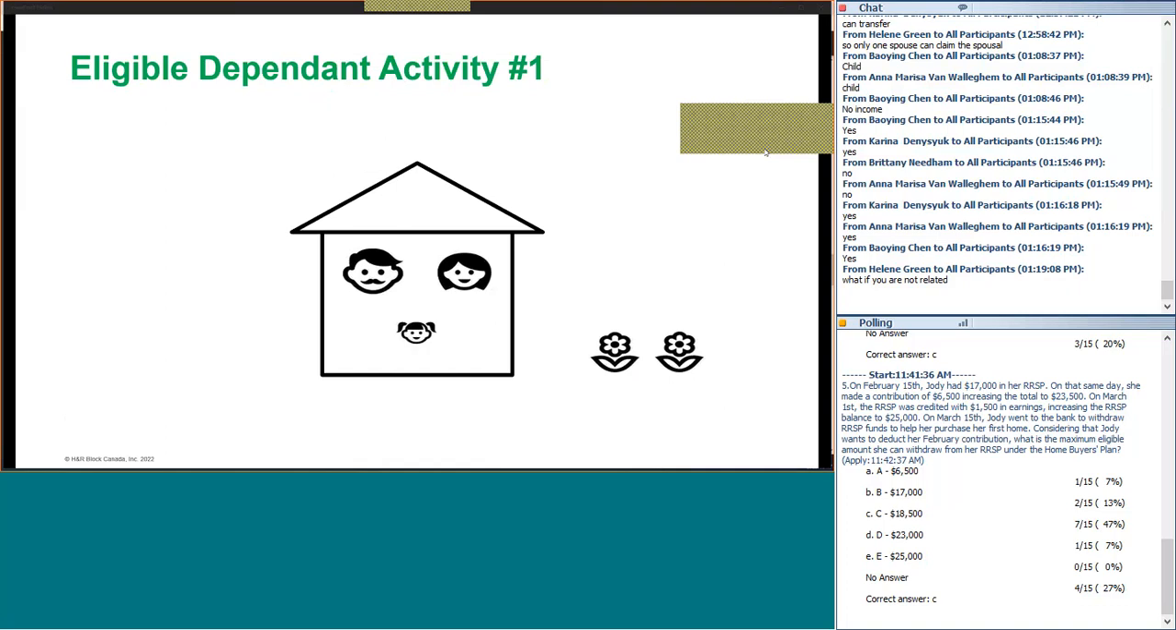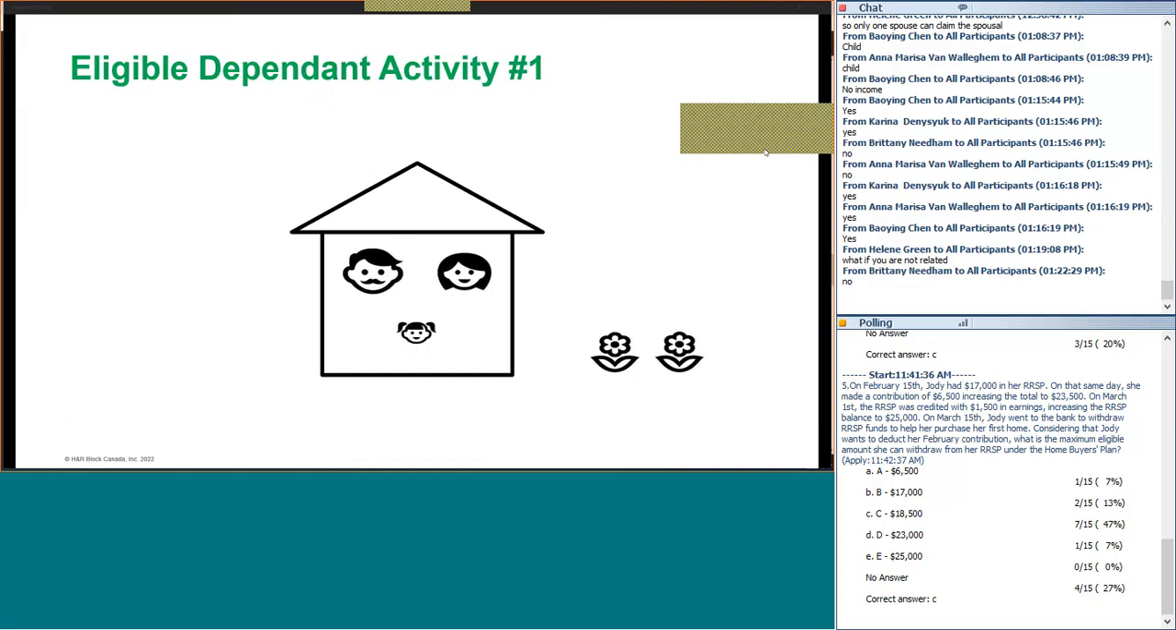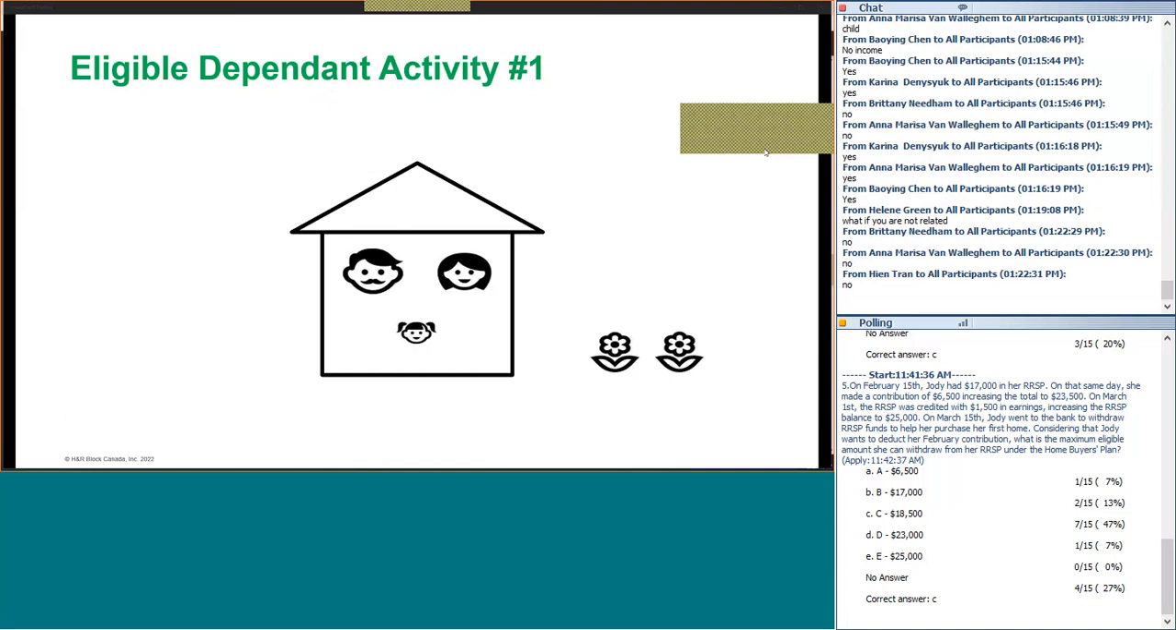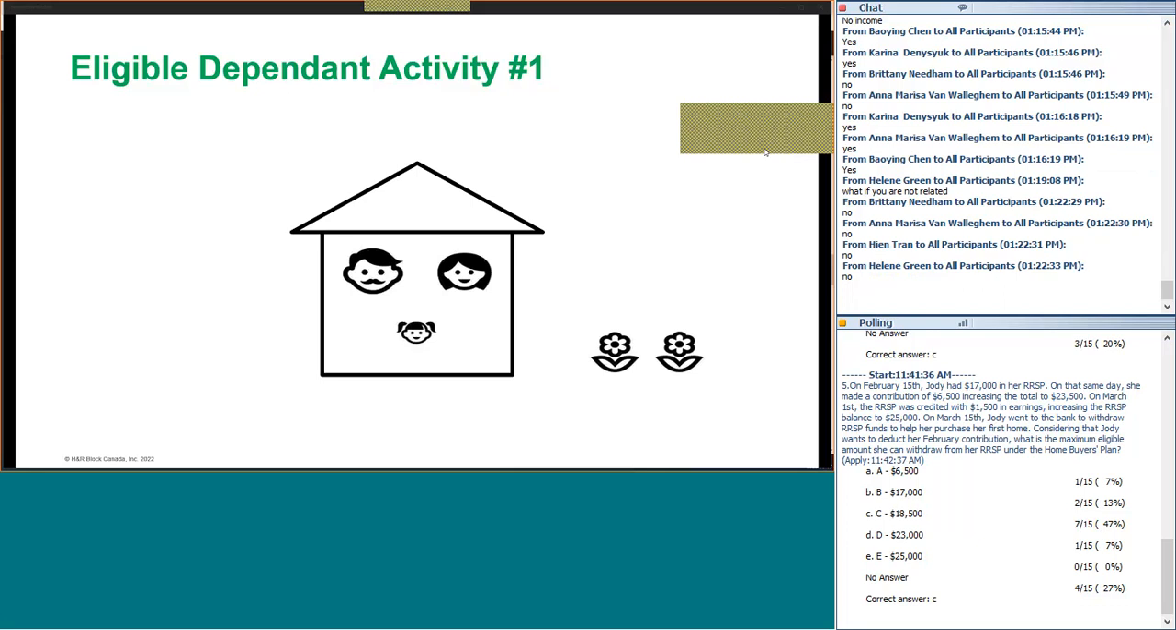At the moment, we have two parents and a child. Can anyone claim an eligible dependent? Let's say for the whole year, two parents and a child. No. That one is nice and easy.